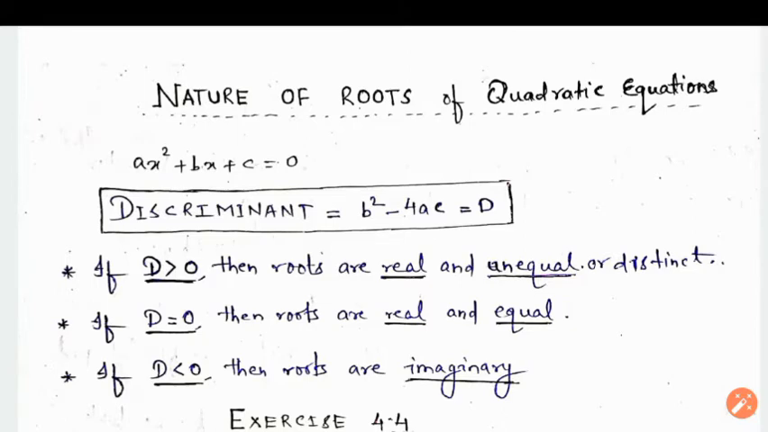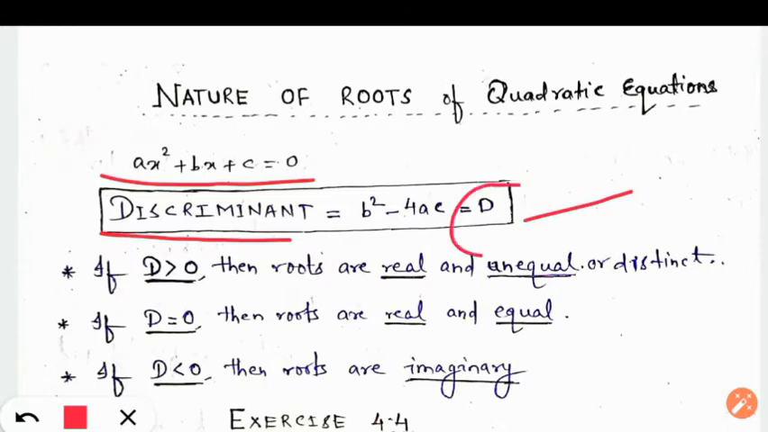Here we have the nature of roots of quadratic equations. We know the general form of a quadratic equation, ax square plus bx plus c. For this quadratic equation, the term b square minus 4ac is known as the discriminant of the quadratic equation, which is denoted by capital D, right? I already told you, b square minus 4ac is called the discriminant. With the help of the discriminant, we can say what the nature of the roots of the quadratic equation will be. How? Let's see.